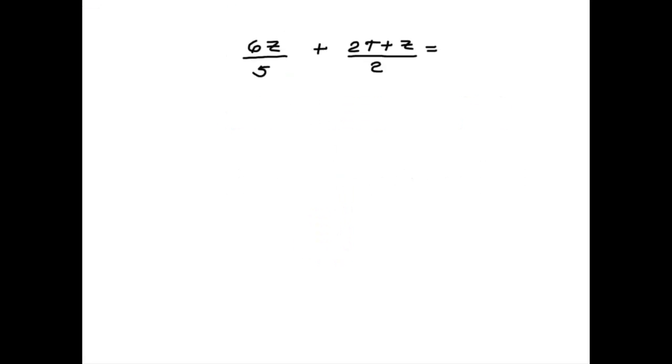Alright, let's look at another one. Okay, in this example, you have 6z over 5 plus 2t plus z all over 2. And you want to add these two together. Okay, in this case, we'll rewrite them down below to give ourselves some space. I got 6z over 5. Now the common denominator here is going to be 10. So I'll multiply the bottom by 2. And again, I got to multiply the top by 2. Because whatever you multiply, either the denominator or numerator, you must do the same for the other.